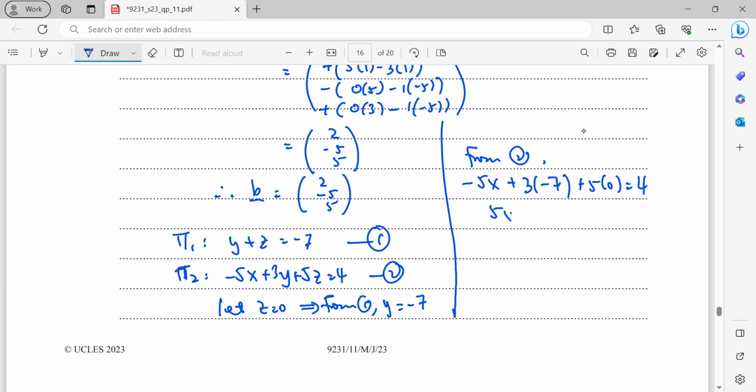This means that 5x, I move it to the right side, then this one I move here. So minus 21 minus 4. That means it will be minus 25. Then my x will be minus 5. So that means now I get the point.